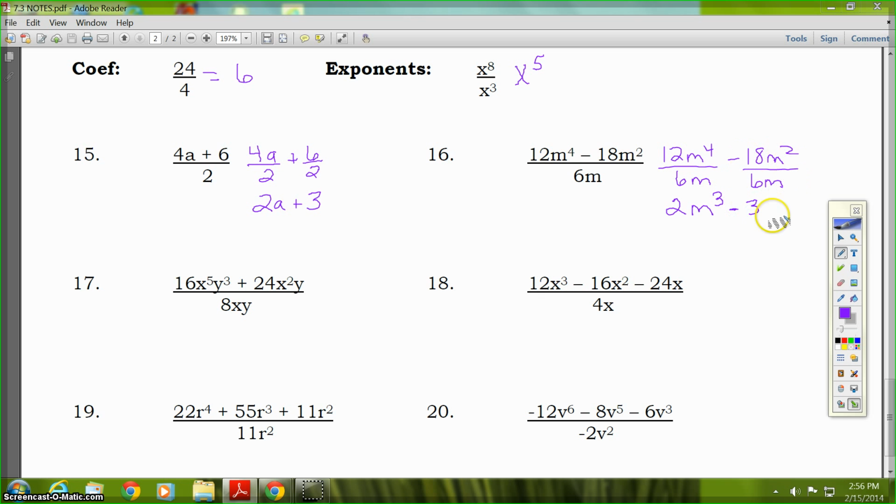And again, subtract your exponents. 2 minus 1 is 1. So this is going to simplify down to 2m to the 3rd power minus 3m.